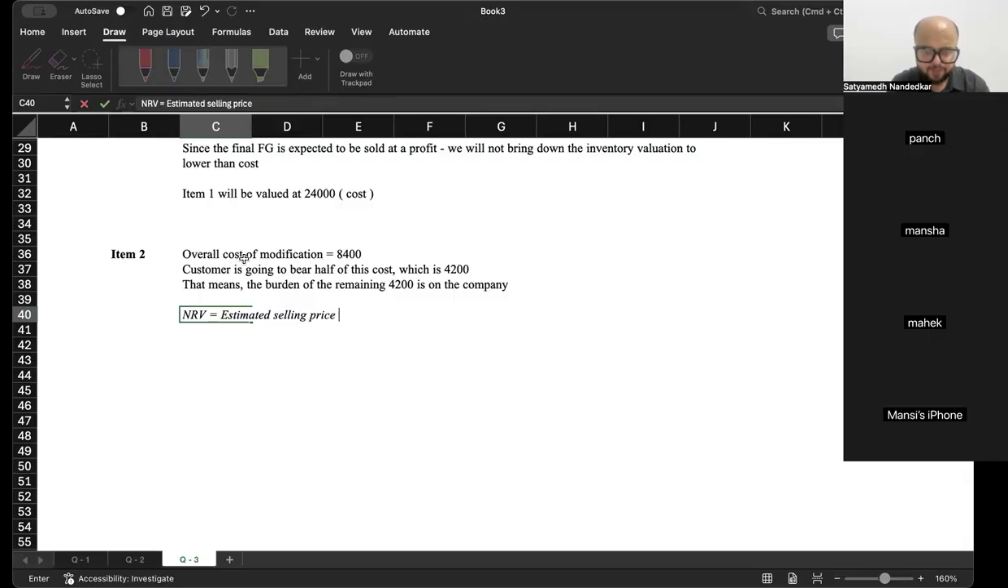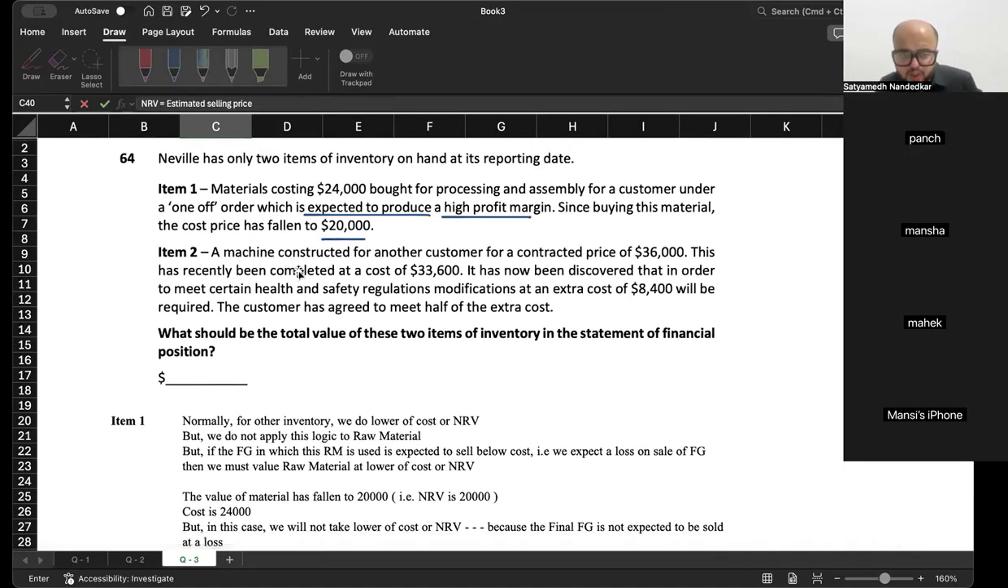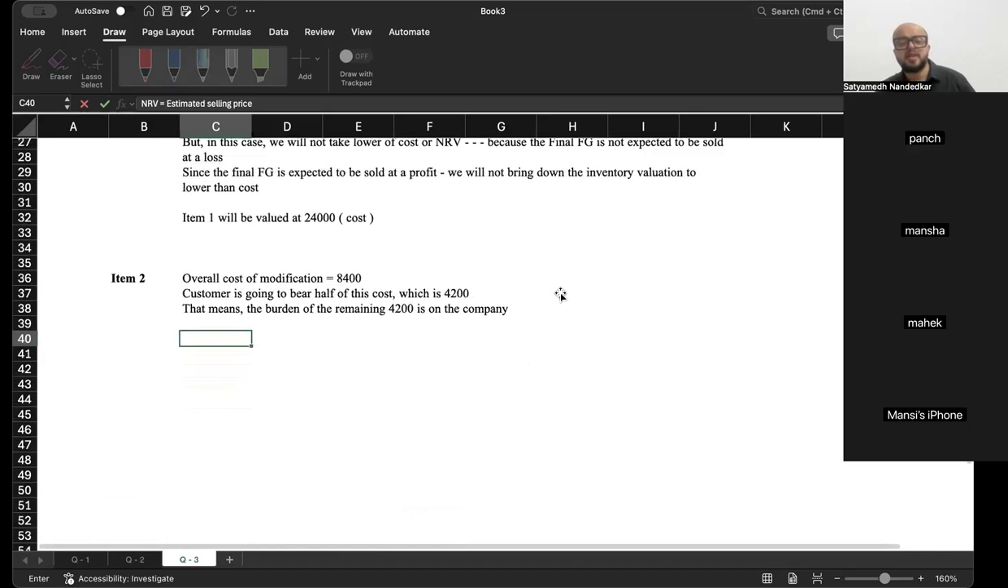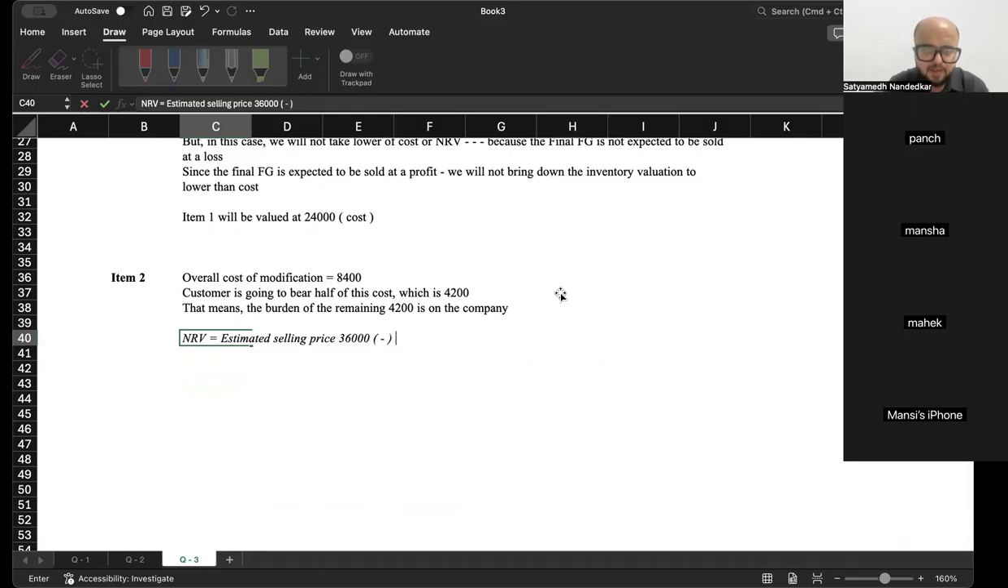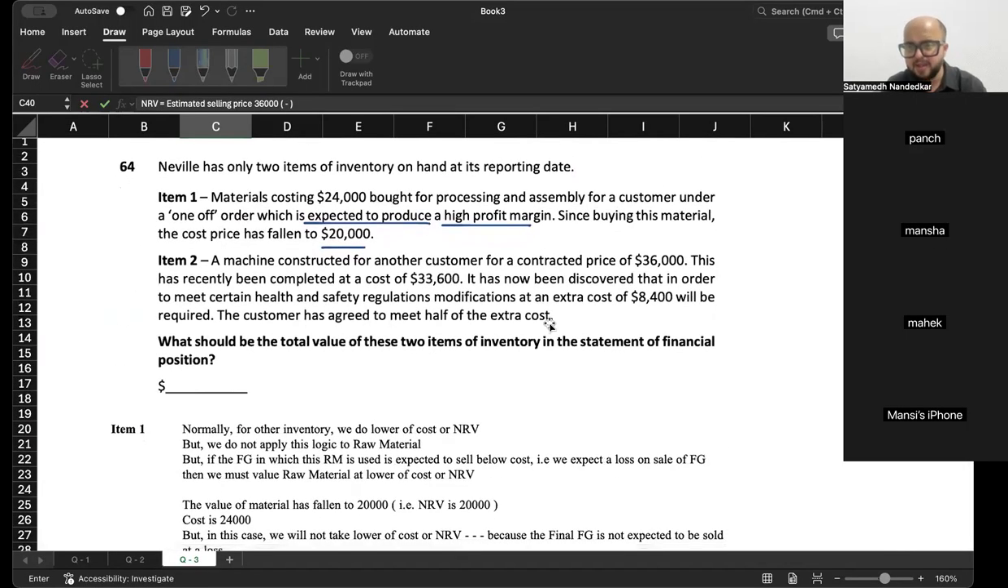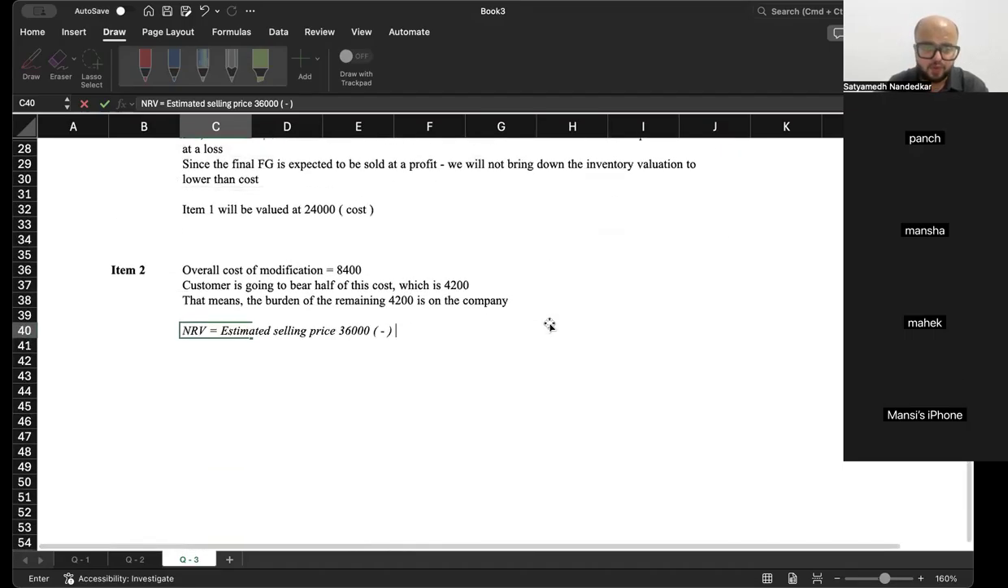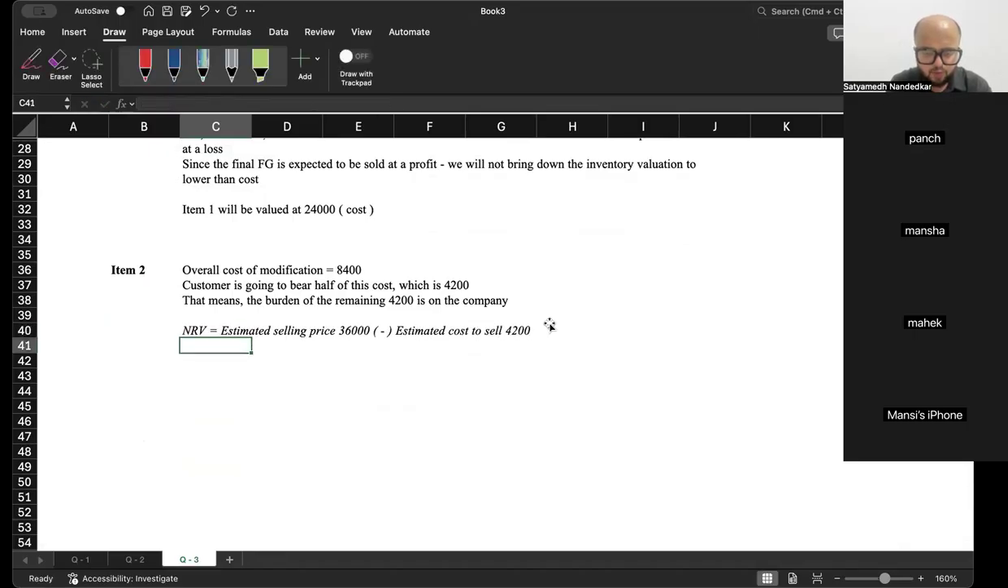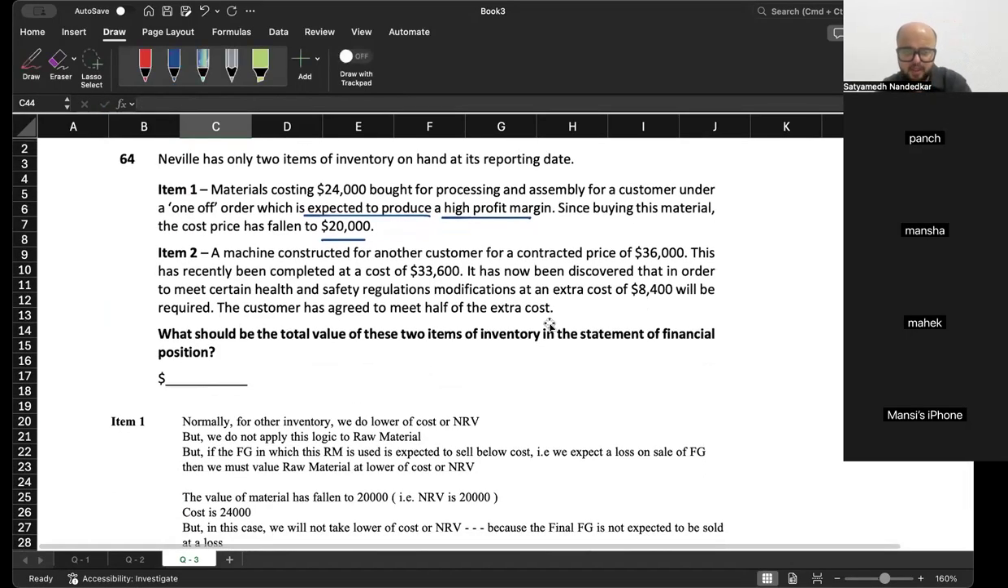So NRV, which is estimated selling price. What is estimated selling price? A machine constructed for customer has a contracted price of 36,000. Estimated selling price 36,000 minus estimated cost to sell, which is half of 8400, that is 4200. How much will NRV be? Tell me. 36,000 minus 4200, 31,800. Correct? Okay. And what is cost? 33,600 if I'm not wrong. Yes. The cost to complete it is 33,600.